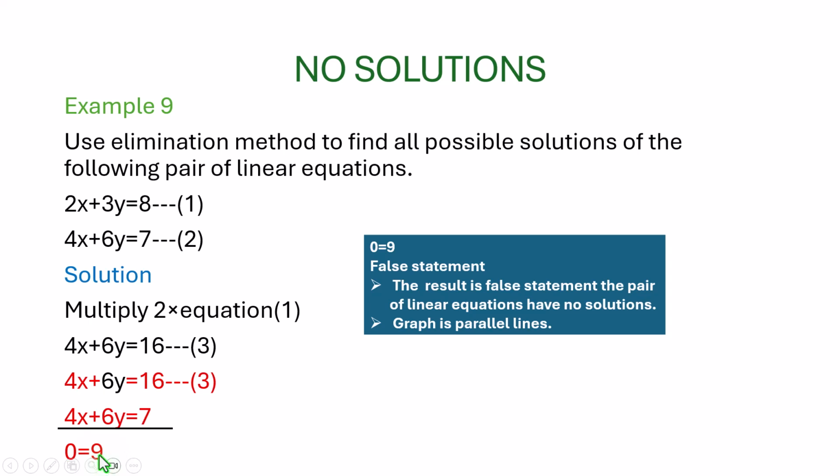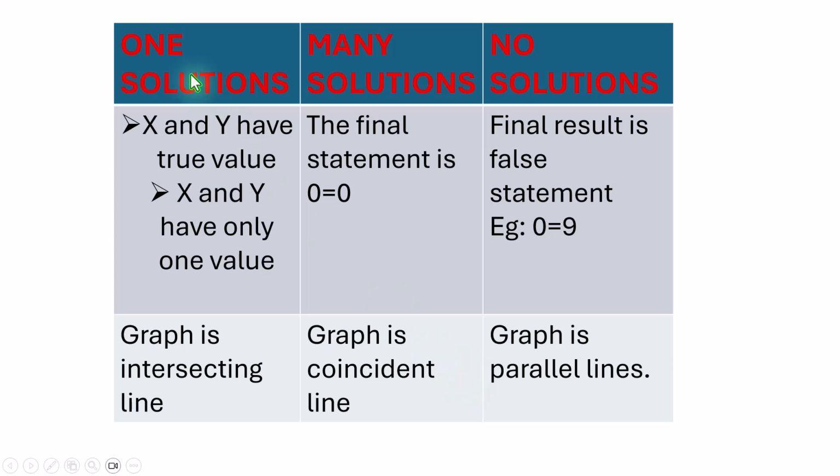This is a false statement. So 0 is equal to 9, a false statement. The pair of linear equations have no solutions. The graph is parallel lines. The final conclusion: one solution, x and y have true values, x and y have only one value. Many solutions, the final statement is 0 is equal to 0. No solution, the final result is a false statement like 0 is equal to 9.